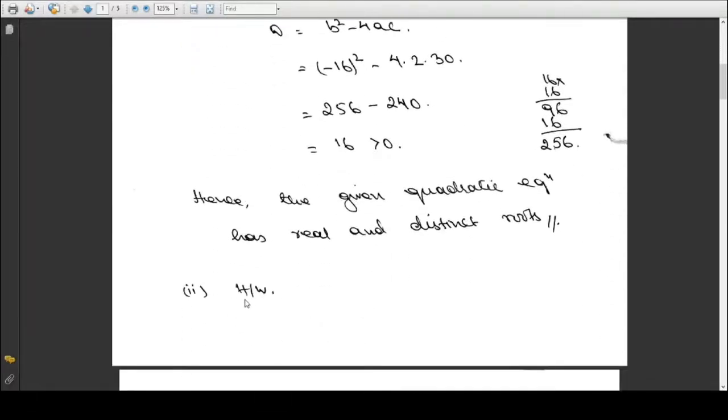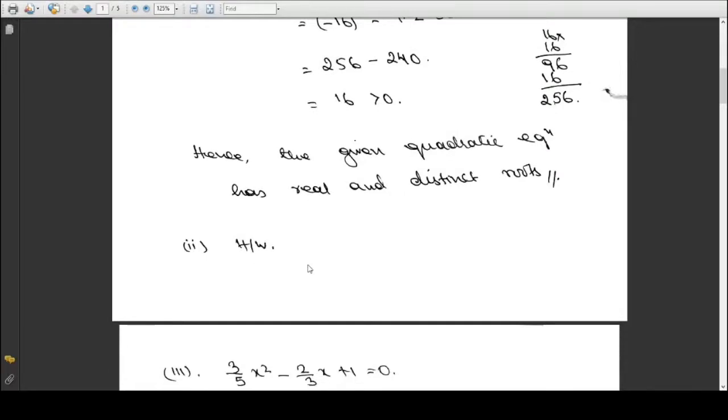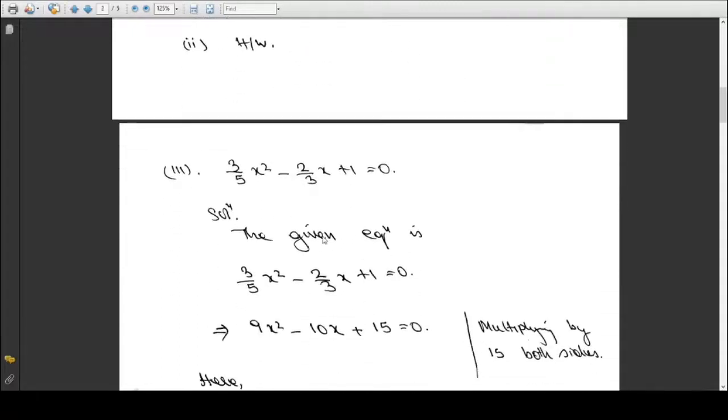Okay, for number 2, you complete it as homework because it's very easy to do. Just find out the discriminant, and then from there you can determine the nature of the roots. Now next we move to number 3.